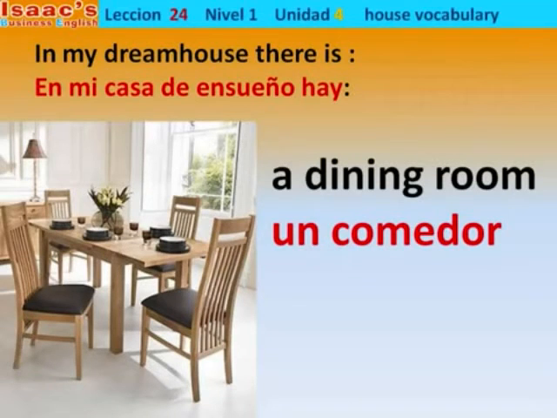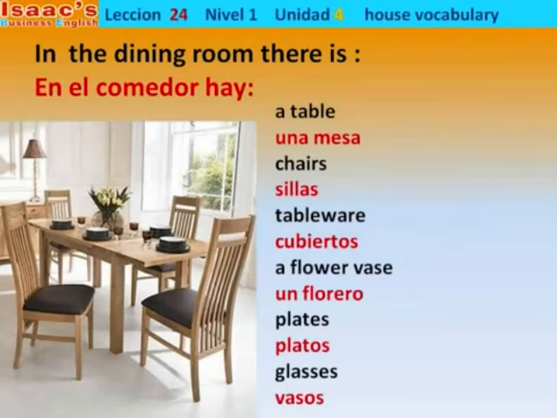In my dream house there is a dining room. En mi casa de ensueño hay un comedor. In the dining room there is a table, chairs, tableware, a flower vase, plates, glasses. En el comedor hay una mesa, sillas, cubiertos, un florero, platos, vasos.